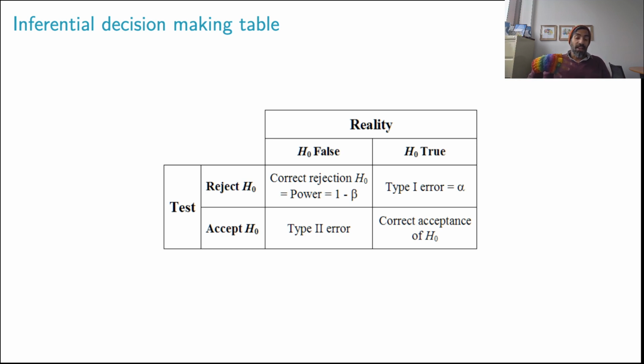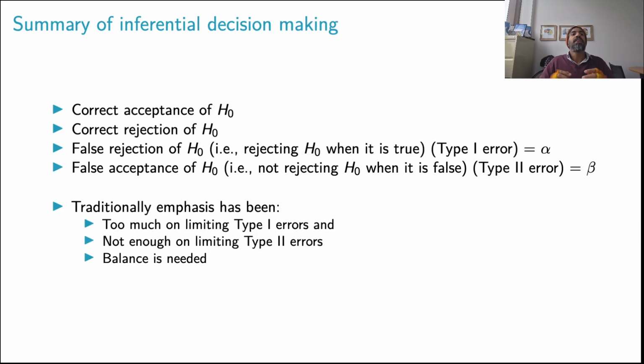But if the null hypothesis is true, there's no difference in groups, or there's no effect, and you reject the null hypothesis, then you have made a type 1 error. And this is in relation to alpha. So in summary, that's type 1, type 2 errors.